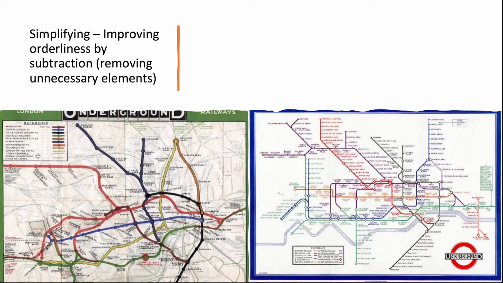Simplifying is basically improving the orderliness by subtraction, removing unnecessary elements. What we have here is the map of the London Underground, which is basically the London Tube, which is the version of the MRT. This was the old map in the 1800s, and this is the current map.